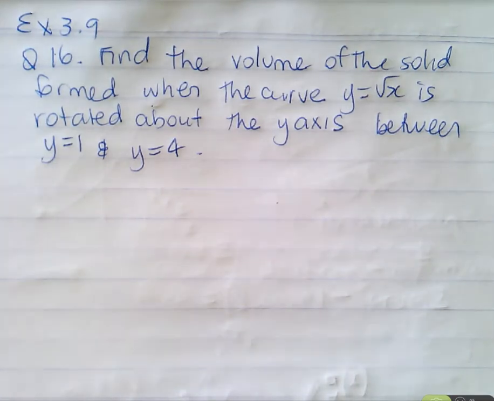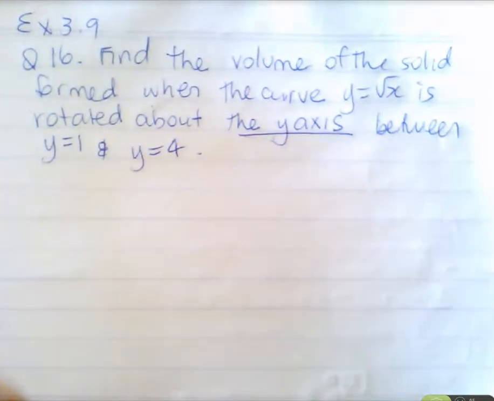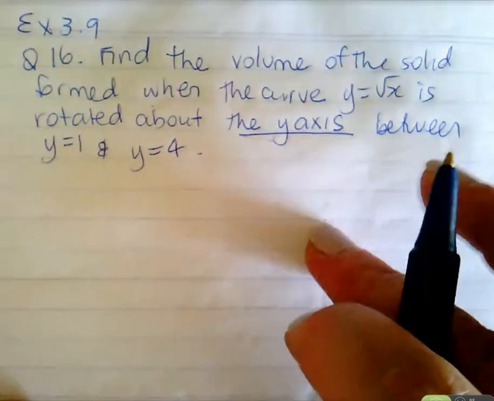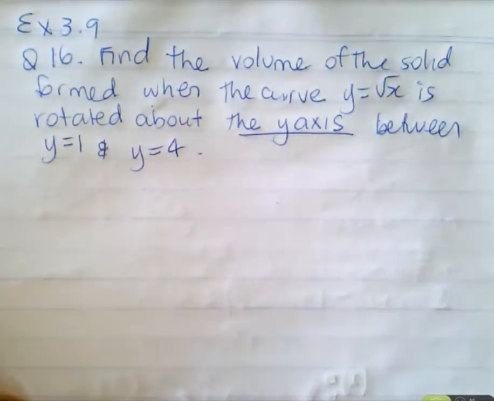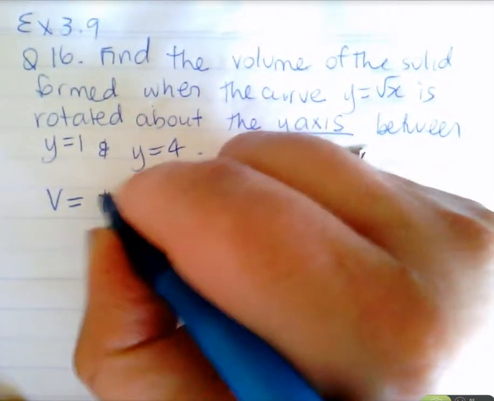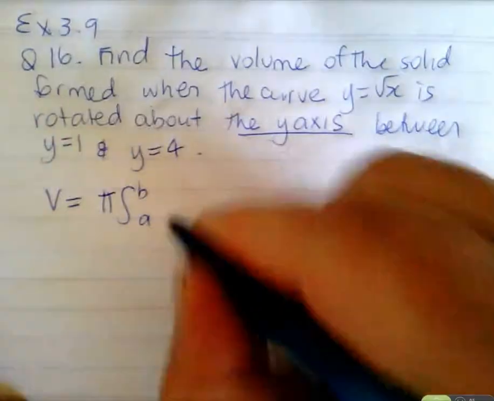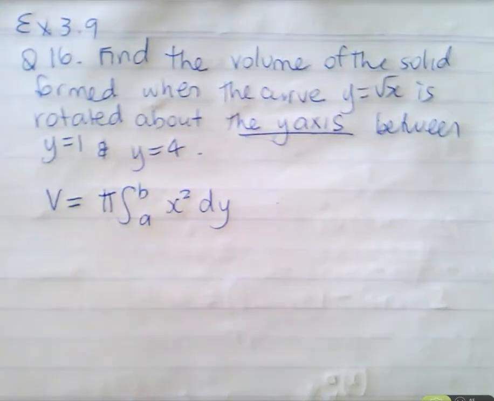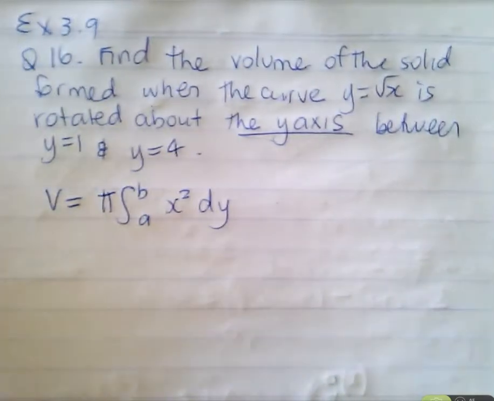The main thing with volumes is to write the formula out. If it's rotated about the y-axis, then it's the dy formula. If it's rotated about the x-axis, it's the dx formula. So the first thing you should always do with volume questions is to write out the formula. So the dy one has x squared dy. It's not y squared dy, it's x squared dy.